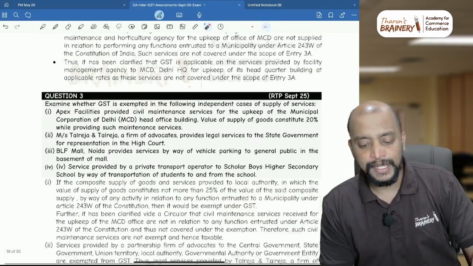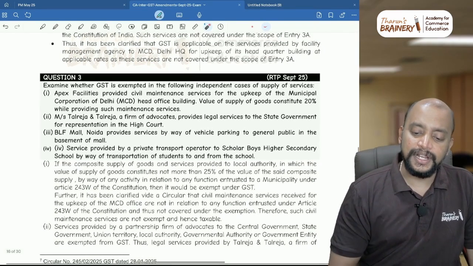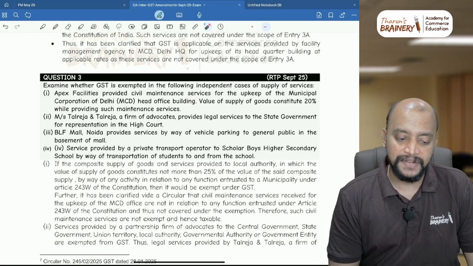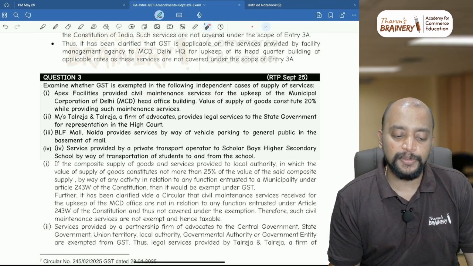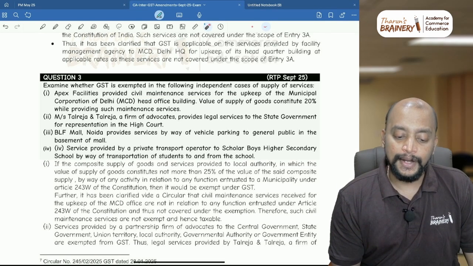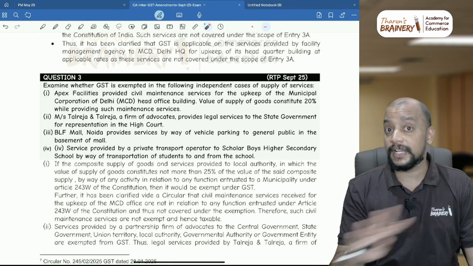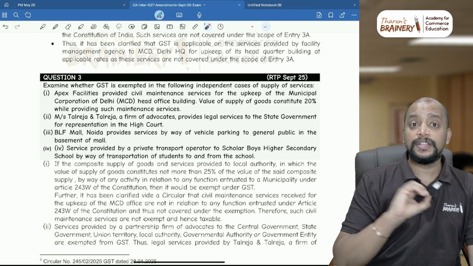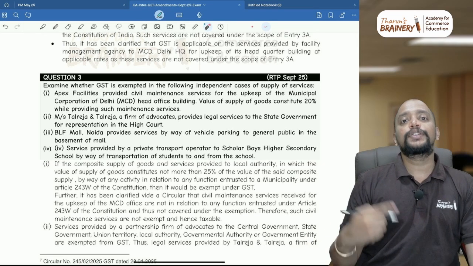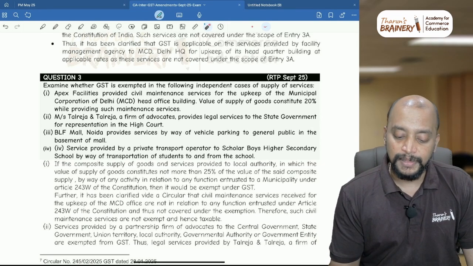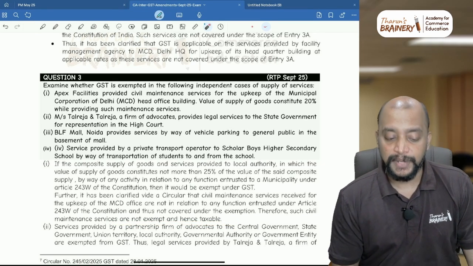Now, question number 3. Examine whether GST is exempted in the following independent cases of supply of services. Apex Facilities provided civil maintenance service for the upkeep of Municipal Corporation of Delhi head office building. Value of supply of goods constitutes 20%. Even though the value of supply of goods does not exceed 25% of the total, first of all, it is not the work of the Municipal Corporation of Delhi to provide it to the general public. Due to that reason, exemption is not applicable and it will be taxable. So, it is an RTP question.